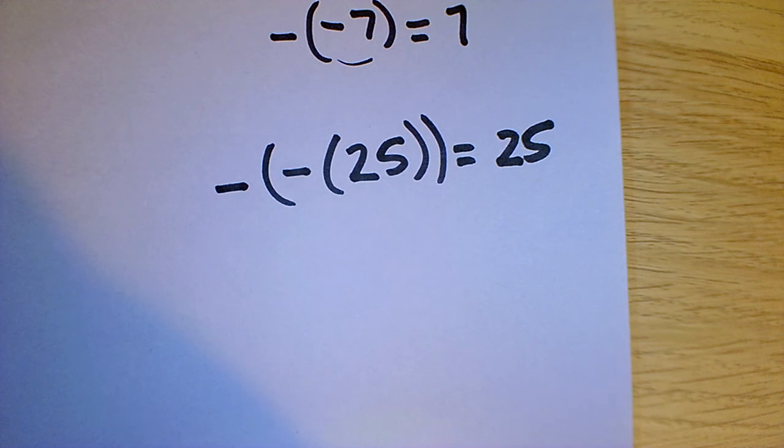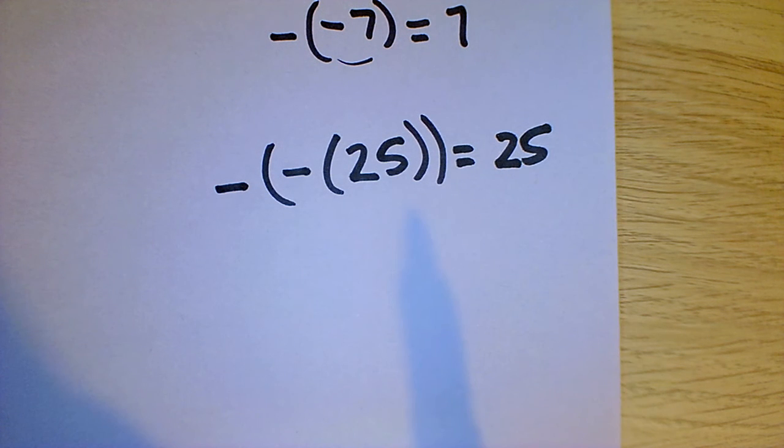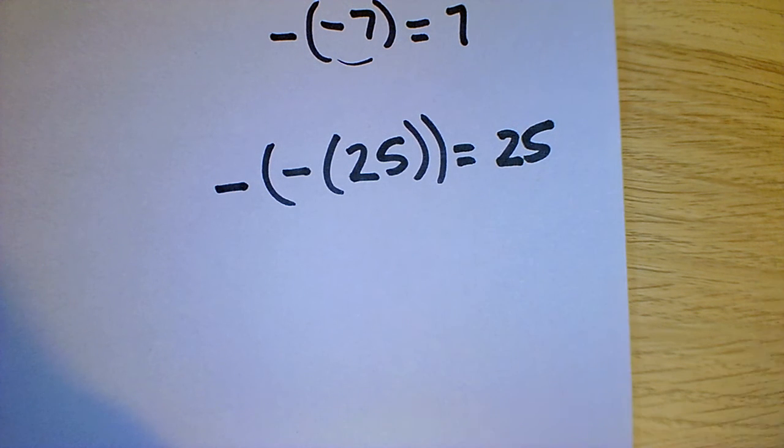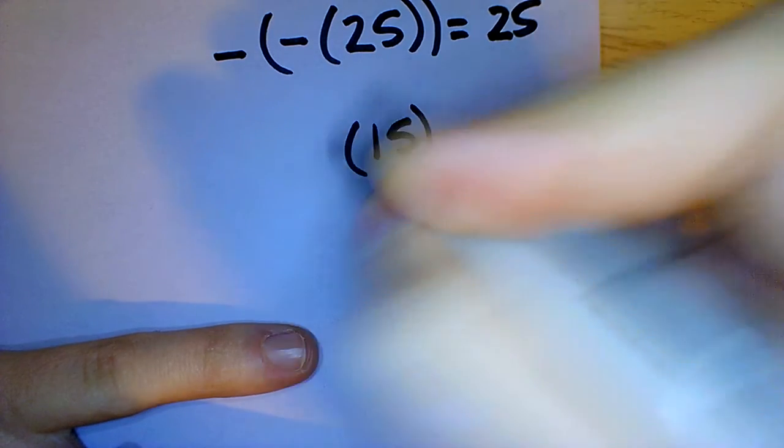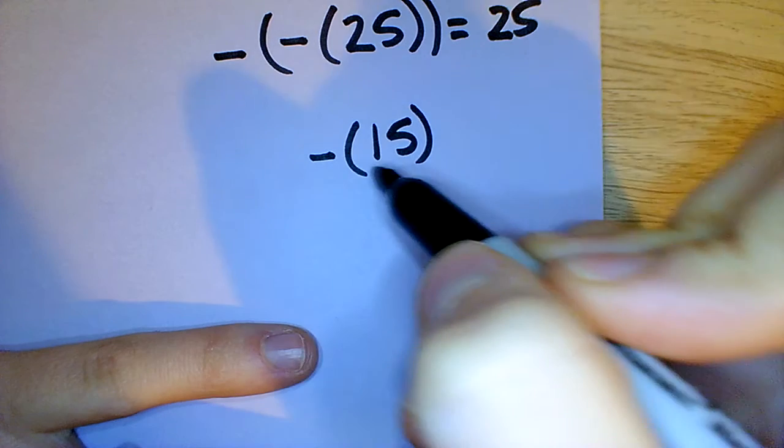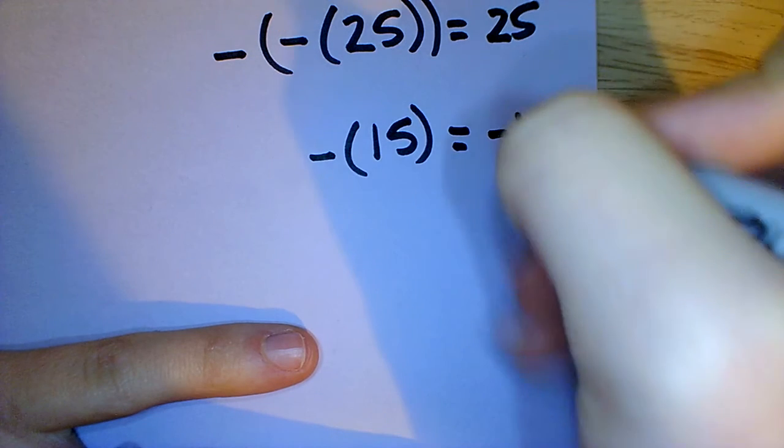Part C asks us which equation represents the opposite of the opposite. Which equation represents the opposite of 15? So we've got 15, and then we write opposite. So the opposite of 15 is -15.